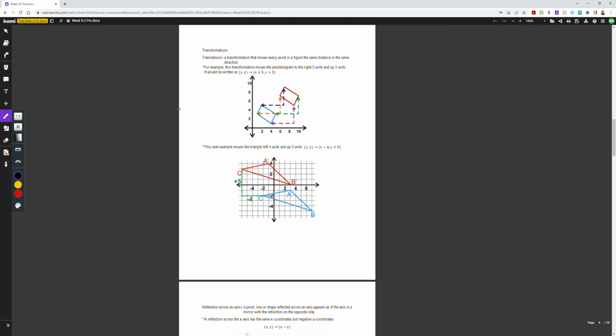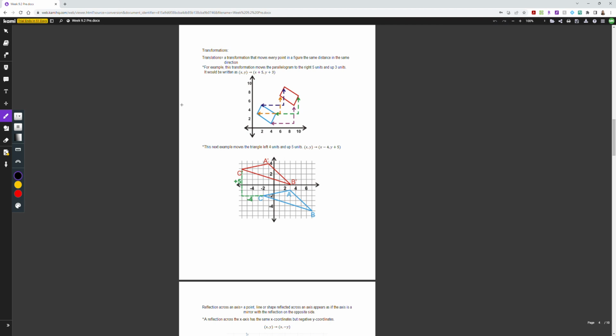All right, so let's look at translations first. If you remember, we did this a bit with our functions. We're moving it either left, right, up or down, or making it wider or narrower. Now we're doing it with shapes. So just a recap: a translation is a transformation that moves every point in a figure the same distance in the same direction. So let's take an example.